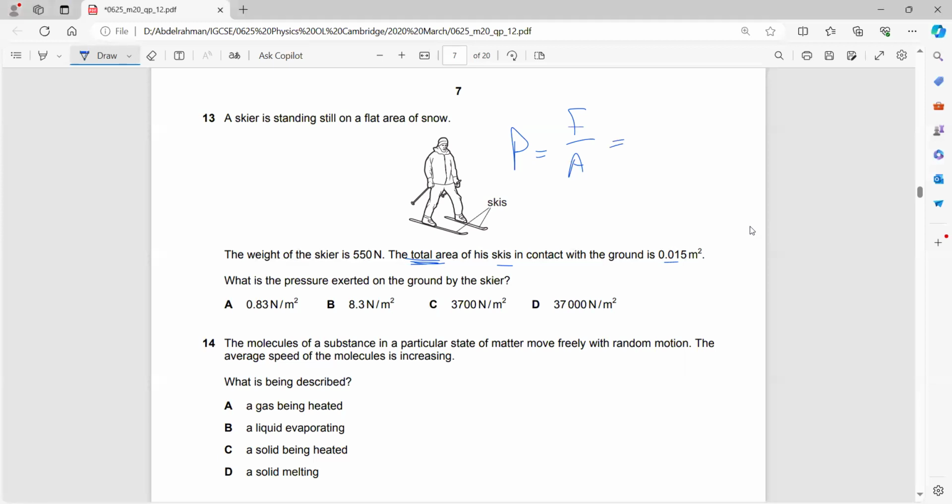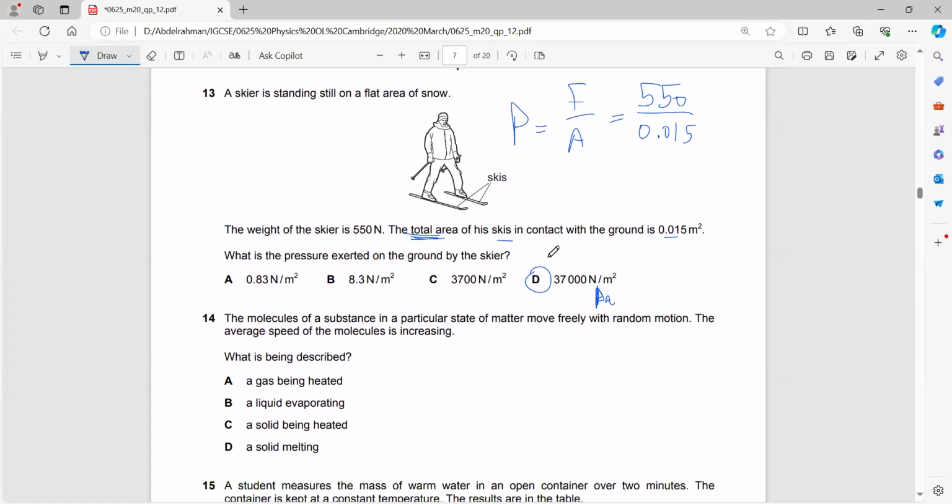So the force would be his weight, and the total area would be 0.015. You can calculate it on your calculator. It would give around 37,000 newtons per meter squared. Newtons per meter squared could be written as Pascals. Yes, that's it. The total area, and you have the force.